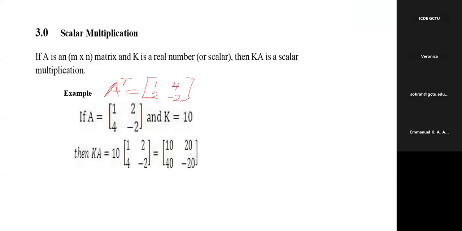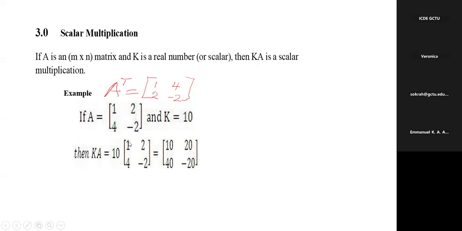Okay, so let's look at some examples. If you look at this example, if I give you this matrix A to be 1, 2, 3, 1, 2, 4, negative 2, and I give you your scalar K to be 10. So I ask you to find K times A. That means 10 times A. So you multiply 10 by the matrix A. And it means that 10 will multiply all the elements in the matrix A. So that is what you see here.